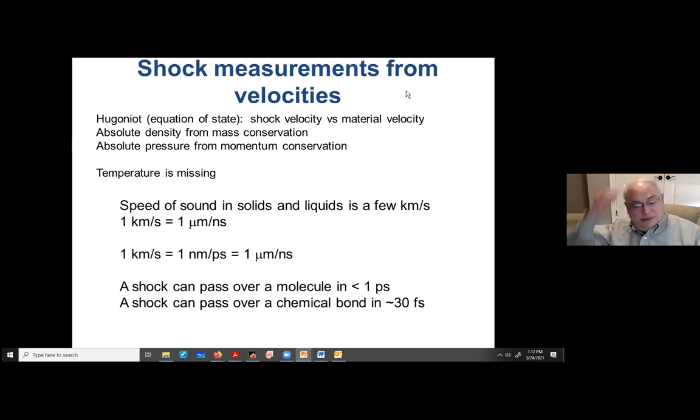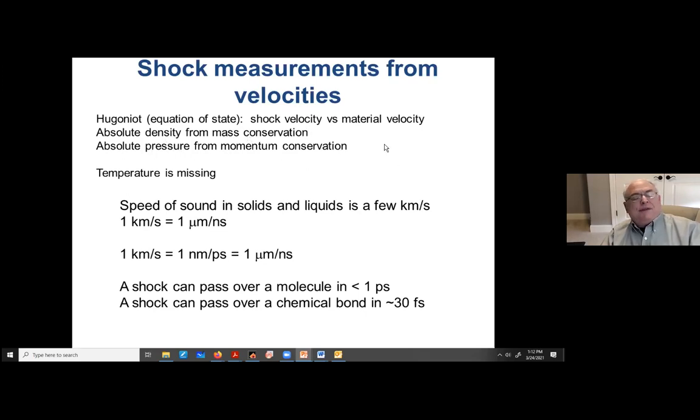All right, now, when shock research started, the primary tool was measuring velocities. And this can be done in a number of ways. I'll tell you the way we do it in a moment. But what that historical work did is it established an equation of state called the Hugoniot, which is a velocity equation of state. It's the shock velocity versus the velocity of the material moving. And there are some short equations called the Rankine-Hugoniot equations. If you assume conservation of mass, you can measure the density from these velocities. And if you assume conservation of momentum, you can measure the pressure.